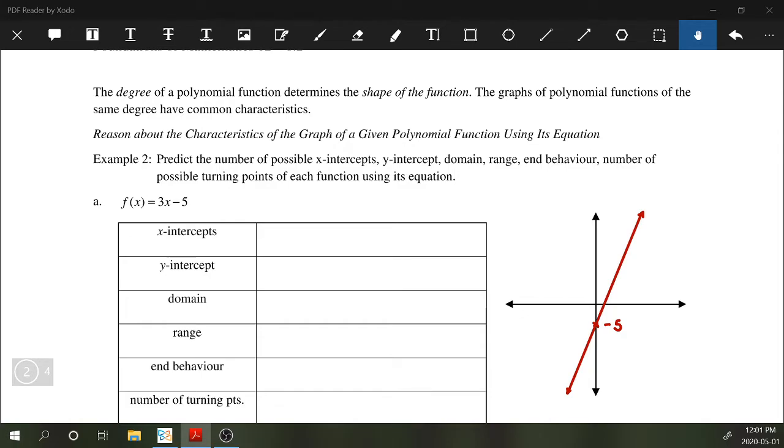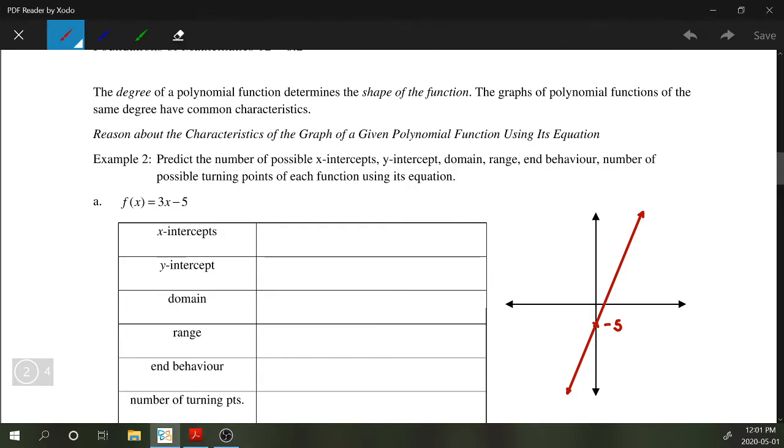Okay, so we have some quick examples here about the different characteristics. So we can look at the function itself first. So let's look at example 2a. We see we have f of x equals 3x minus 5. So it has a positive slope and a y-intercept of -5. Okay, so a sketch is already provided to the right. This graph would have one x-intercept.